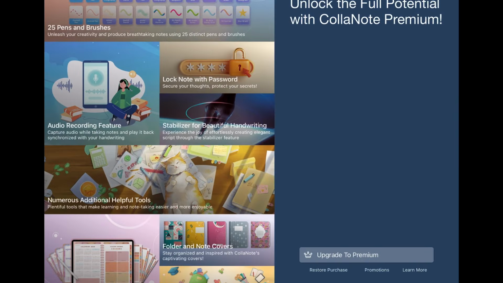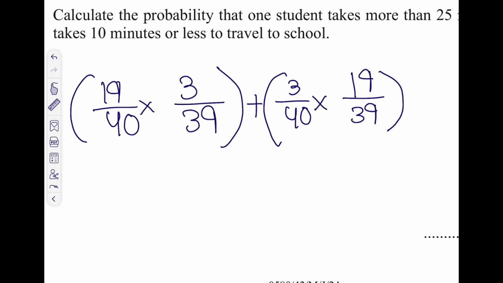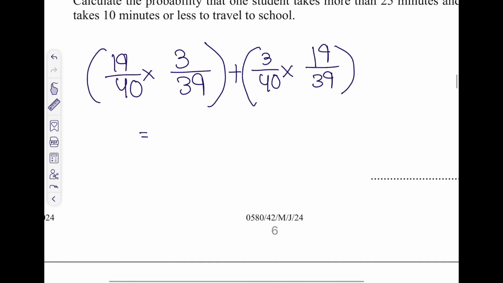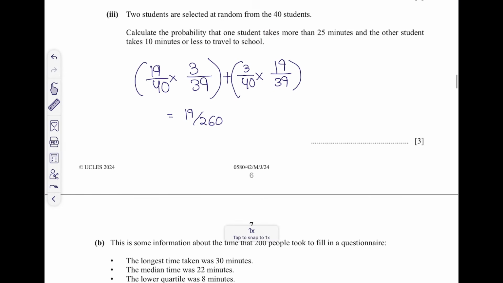That makes no difference because you're still multiplying, but the point is you could pick the student first who takes more than 25 minutes, and the other one less than 10 minutes. So that would be first and second. But you can also pick the student who takes less than 10 minutes first and then pick the other one, who takes more than 25 minutes. So simply insert this in a calculator: 19 over 40 times 3 over 39 plus 3 over 40 times 19 over 39. In fraction form, you would get 19 over 260. You can just keep that value, 19 over 260.